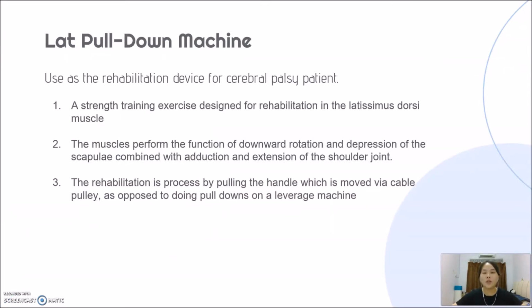Hence, the leg pull-down machine is introduced as a rehabilitation device because it is a strength training exercise designed for rehabilitation of the latissimus dorsi muscle. The latissimus dorsi muscle performs the function of downwards rotation and depression of the scapulae combined with the adduction and extension of the shoulder joint. The rehabilitation is done by pulling the handle of the leg pull-down machine, which is moved via cable pulleys, as opposed to doing pull-downs on the leverage machine.